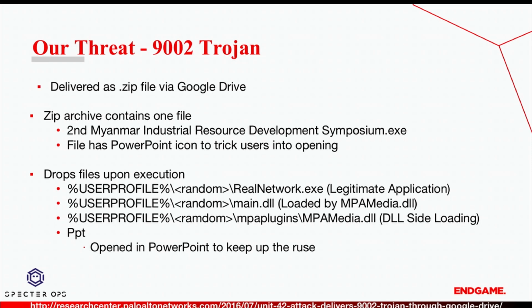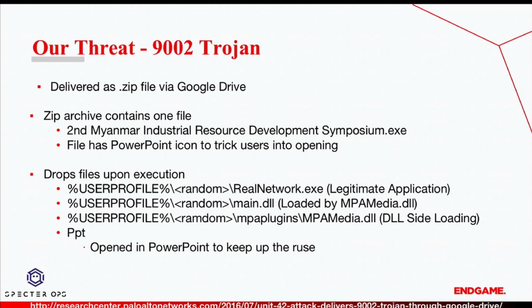Palo Alto Networks did a write-up on this Trojan they called the 9002 Trojan. It was delivered via a zip file from Google Drive, and the zip file contained one file. It was an executable masquerading as a PowerPoint presentation, with the little PowerPoint icon, so you would double-click on it. It would drop a PowerPoint file, open that file up, but also execute the executable.